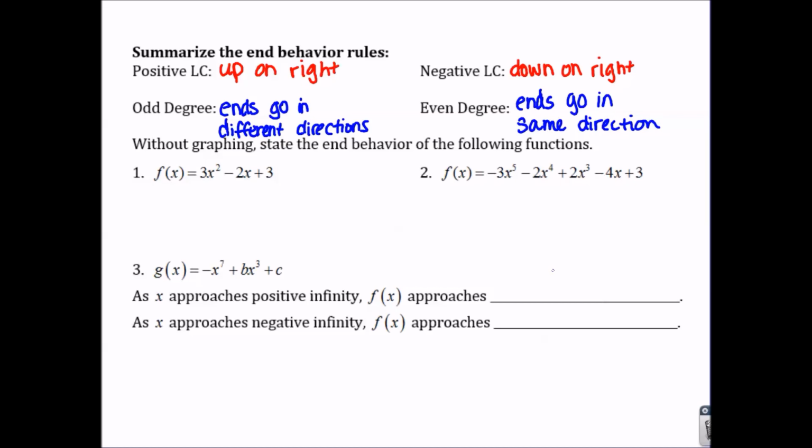So, without graphing, let's state the end behavior of these functions. For this first one, we have an even degree, so we know that the ends will be going in the same direction. We also have a positive leading coefficient, which means that the right side is going up, and since the ends are going in the same direction, both are going up. So as x approaches infinity, f of x approaches infinity, and as x approaches negative infinity, f of x approaches positive infinity.